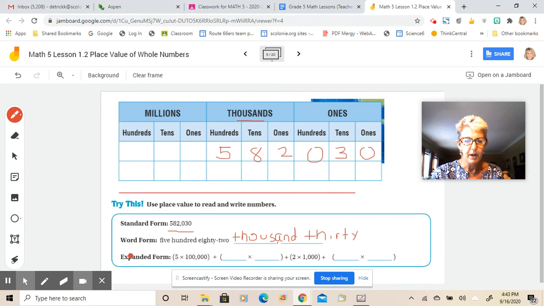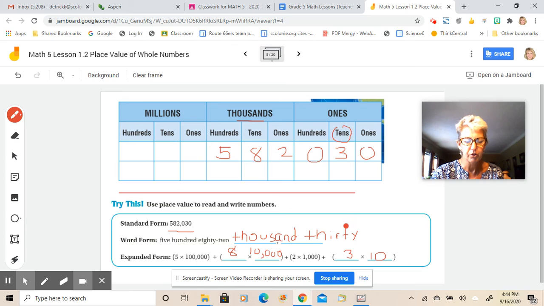All right, for expanded form, so we have 5 of the 100,000s, right? So they have that written here. We have 8 of the 10,000s, so I'm going to try to squeeze it in the best I can because the space is not very big. By the way, that's a comma. We have 2 of the thousands, so they give you that. We don't have any hundreds, so we don't need to put anything there. So the next non-zero digit would be a 3. So we have 3 of the 10s, so we would write it out like that.